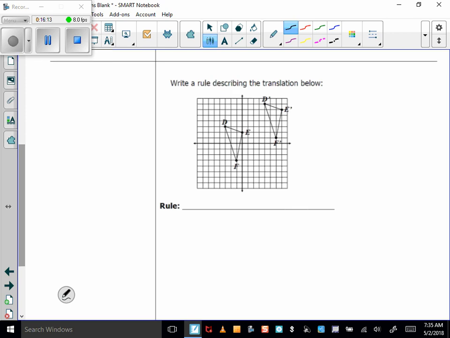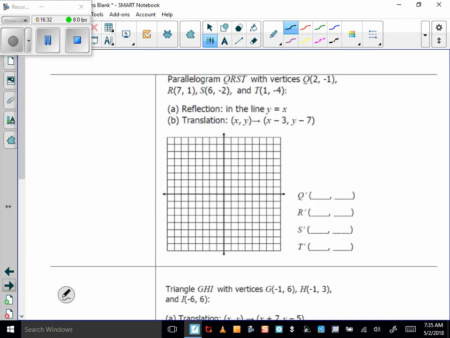Remember, all I got to do is pick one vertex and count. And so what I have here is that (x, y). I'm just giving you the answers. You're supposed to do the work, remember. (x + 7, y + 4). That's what I got for my rule. Let's see what's on the next page. Ooh, you got two reflections.